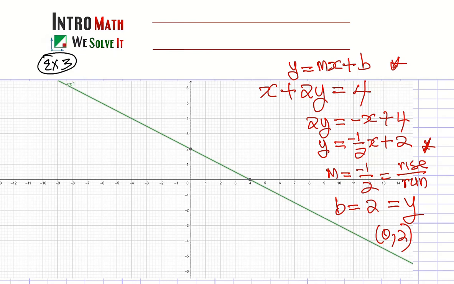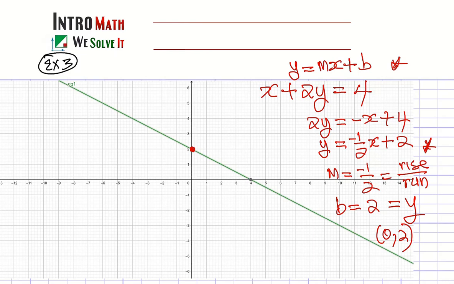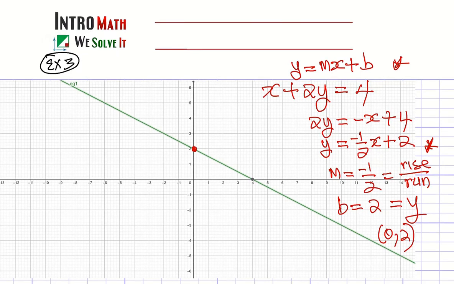So let's find that point. That point is (0, 2). It's right here. (0, 2), okay? So right here. And then we use the idea of rise and run. Look at the slope, it has a -1 on top. That's the rise. So if we stay here, then we'll come down 1. We'll go from here. That's 1 right there.